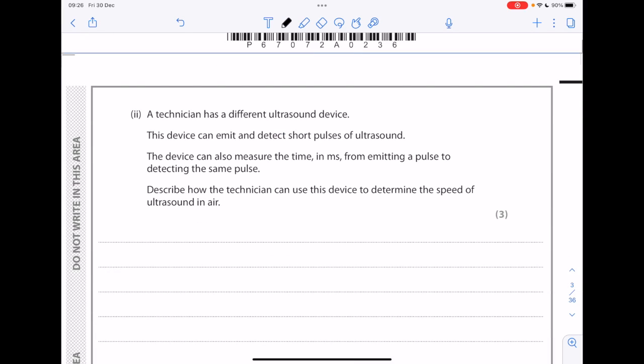A technician has a different ultrasound device. This device can emit and detect short pulses of ultrasound. The device can also measure the time in ms from emitting a pulse to detecting the same pulse. Describe how the technician can use this device to determine the speed of ultrasound in s. So in order to find speed, you want to use the equation speed equals distance divided by time. You want to measure the distance to the wall and back again, which means you actually want to do 2 times the distance and then the time it takes to detect that echo.